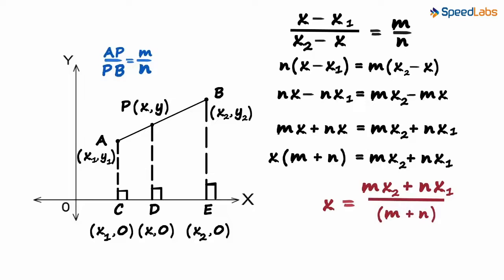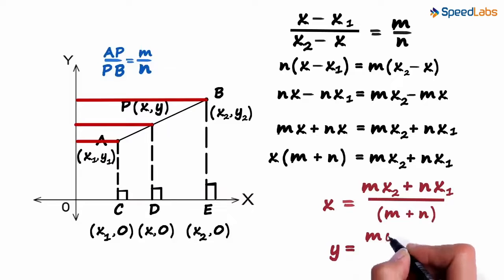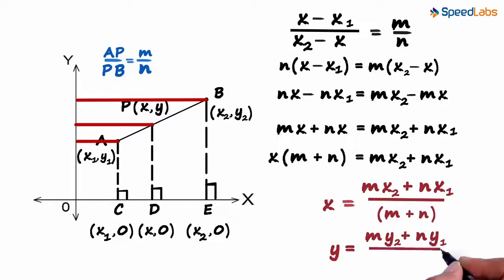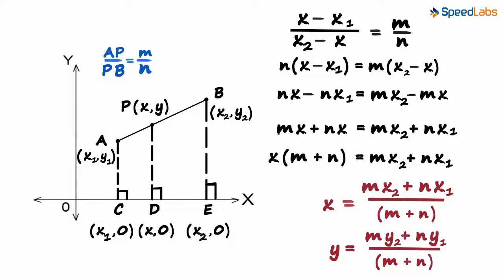Well, that's your proof. It's long, but definitely easy. All we did was draw perpendiculars from the 3 points and use the concepts of ratios of intercepts. Similarly, if we draw perpendiculars from the 3 points to the y-axis, we get the y-coordinate as my2 plus ny1 divided by m plus n. The formula tells us that given the ratio of the lengths and the coordinates of the endpoints, we can find the coordinates of the point in between the endpoints.